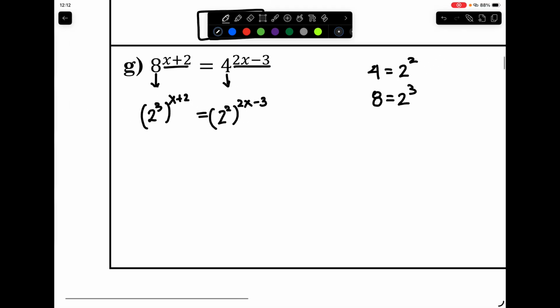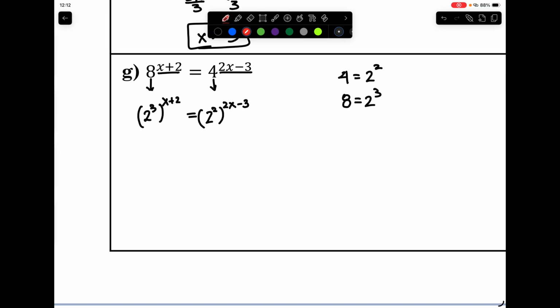Well, let me remind you of another important property here that we haven't discussed in any of these sections in this module, which is our power of power property from Algebra 1.